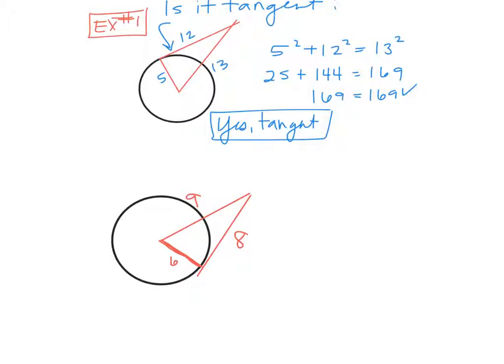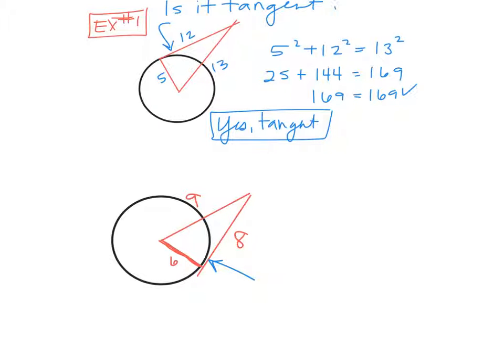All right, here's your next one. You have a triangle. I want to know, is this line tangent to the circle? Well, that's just my poor drawing. That's the thing. You cannot judge based on what it looks like. You have to judge based on the numbers.